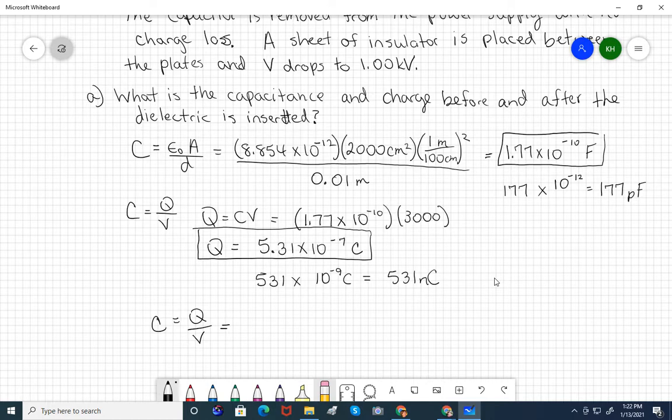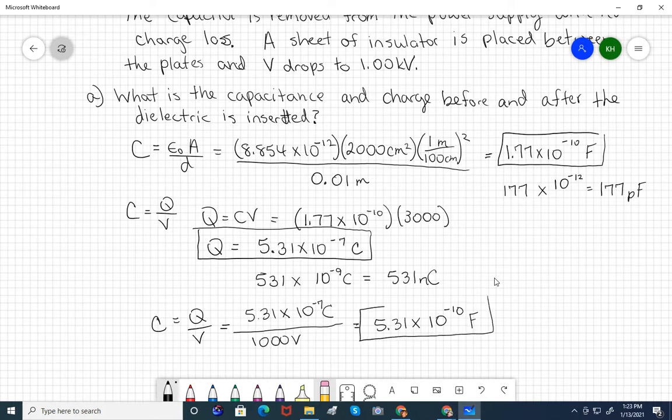So the amount of charge, 5.31 times 10 to the negative 7 coulombs, has stayed the same. The voltage, however, has dropped to only 1,000 volts. That's going to make the capacitance of this 5.31 times 10 to the negative 10th farads. Notice it essentially tripled the capacitance if you're comparing these two.